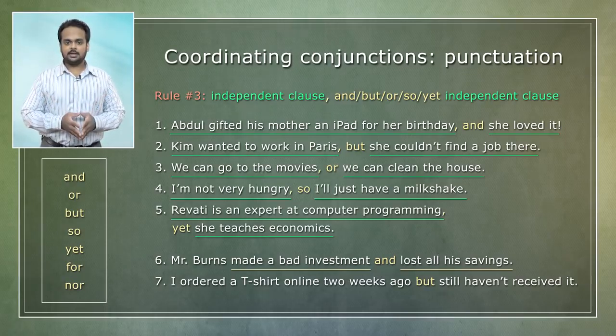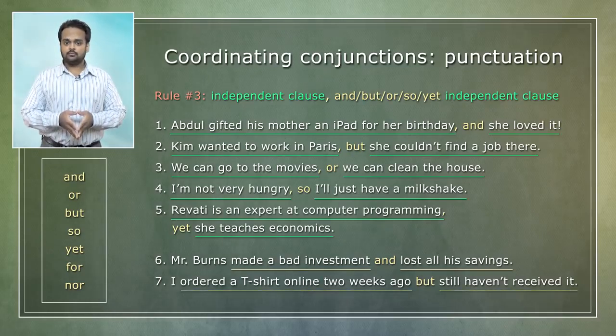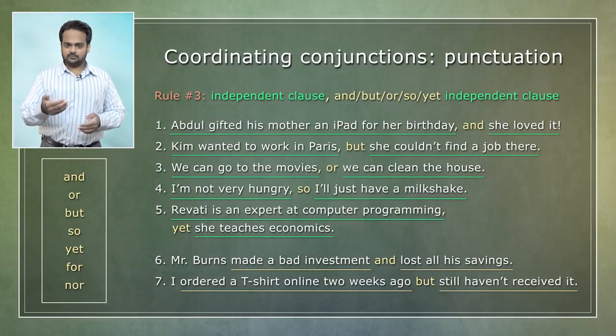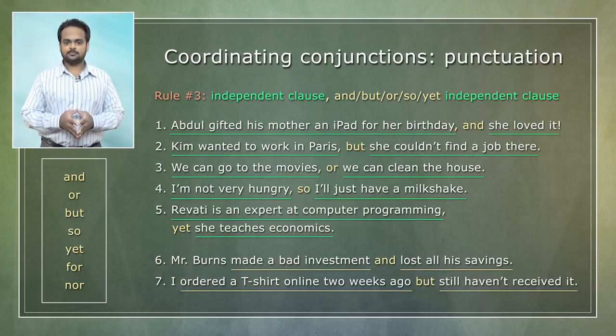It's the same in number 7. The subject is I, then there are 2 verb phrases. Ordered a t-shirt online 2 weeks ago is the first phrase, and still haven't received it is the second phrase. So no comma. Alright, so let's now move on to our next topic and talk about punctuation rules with subordinating conjunctions.